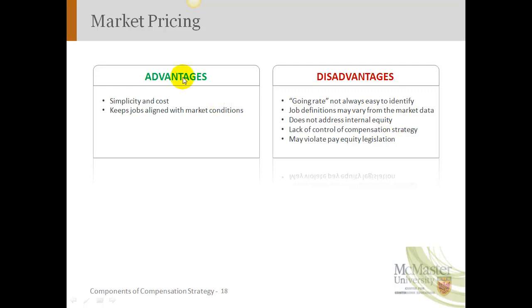Now, if we look at market pricing, some of the advantages is it's easy, right? Simplicity and the cost. So again, it may be costly if we look at market pricing, but at least we know that we're competitive, right, with what other organizations are paying if we take the time to see what the market is paying for similar jobs. And it keeps your jobs aligned with market conditions. Some of the disadvantages is that the going rate, or what that market price is for that job, may not always be easy to identify. You may need consultants to help you there, which could increase the cost of making sure you're competitive externally.